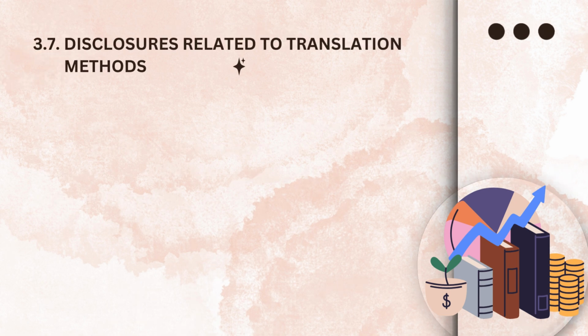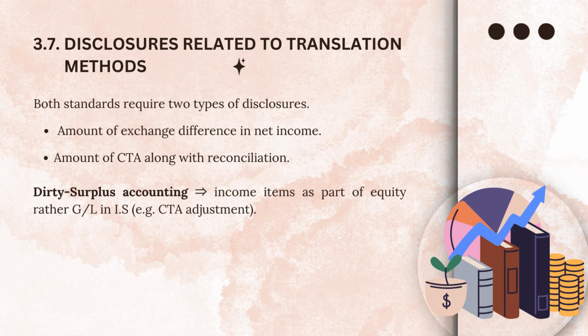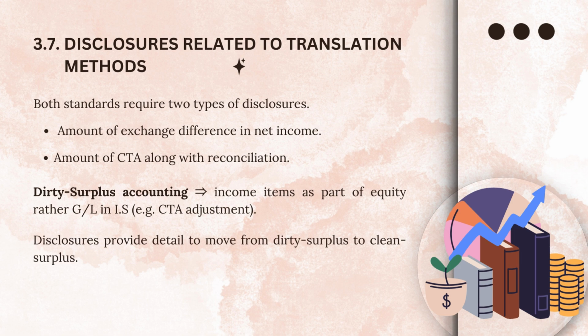3.7 Disclosures related to translation methods. Both standards require two types of disclosures: the amount of exchange difference in net income, and the amount of CTA along with reconciliation. Dirty surplus accounting takes income items as part of equity rather than G/L and I.S, e.g. CTA adjustment. Disclosures provide detail to move from dirty surplus to clean surplus.